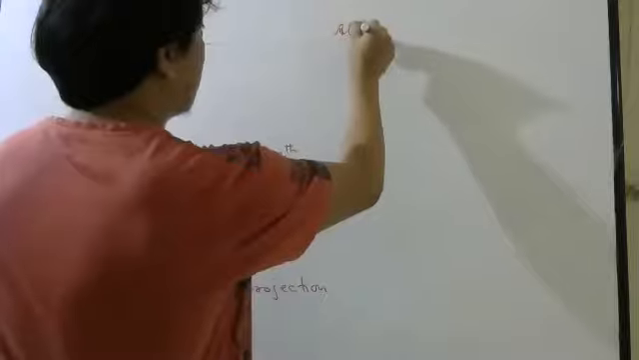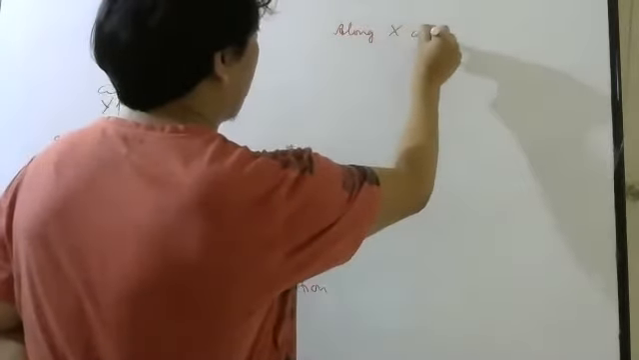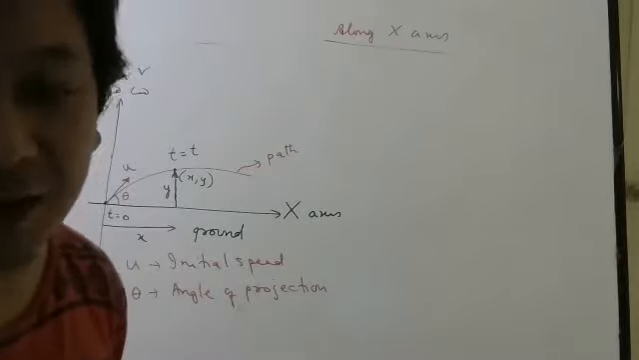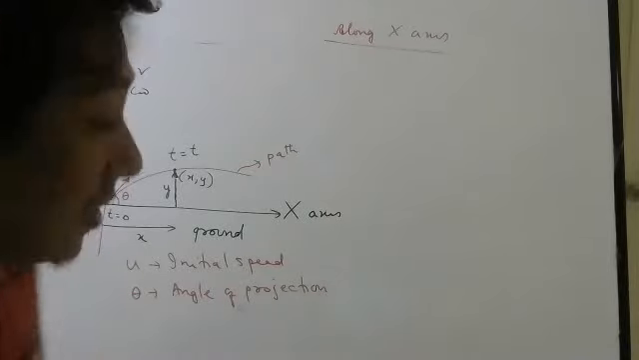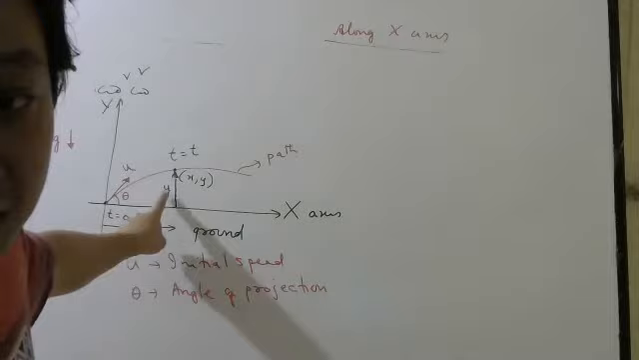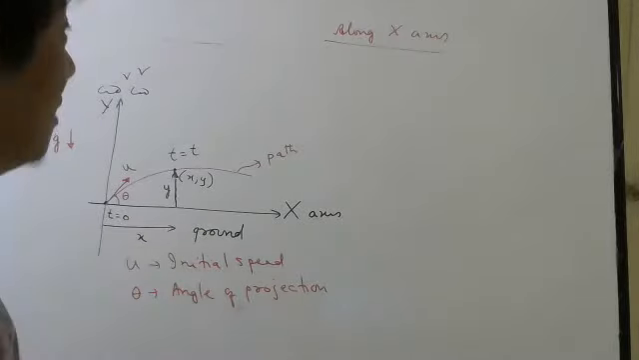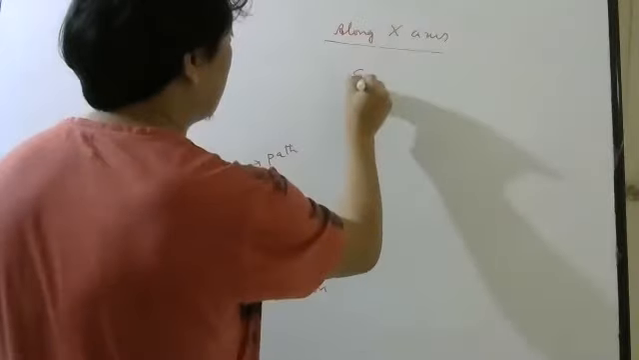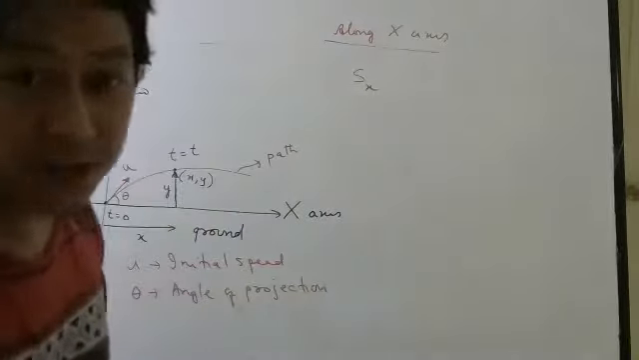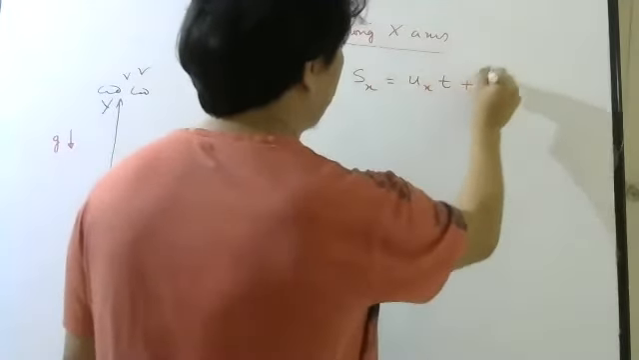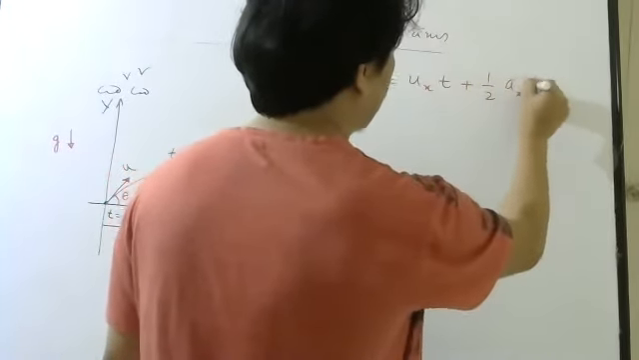Along x-axis, by the way, we have to derive what? Equation of trajectory. And what is the meaning of equation of trajectory? Some formula between y and x. Okay. So along x-axis, we have the formula for Sx. What was the formula? Sx = uxt + half axt square.